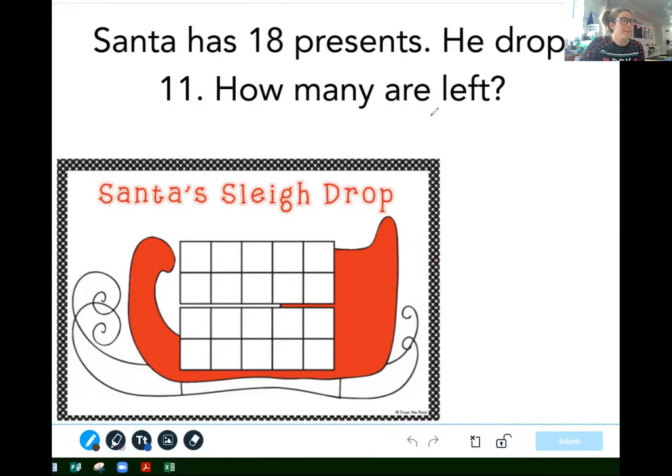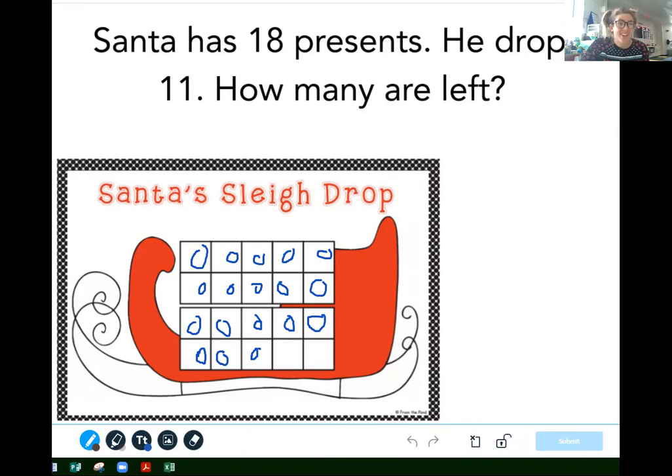All right, this time Santa only has 18 presents. He drops 11. How many are left? Now, I'm sure you know a lot of different strategies you could use to solve. We could even use the counting on strategy to solve, but we can also use the sleigh to solve, the 2 tens frames. So if you're going to draw in 18, I'm going to draw them in again. I'm going to fill in a whole tens frame so that I have 10, then 11, 12, 13, 14, 15, 16, 17, 18, and I would stop.